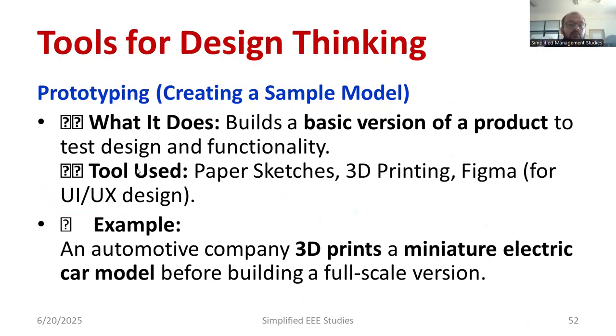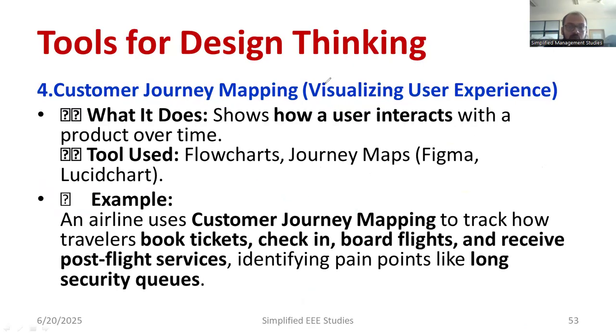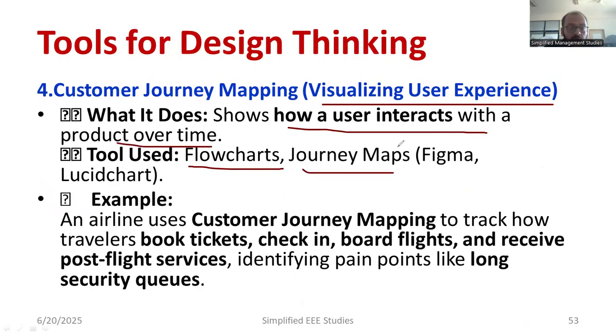Okay, so prototyping is another tool for design thinking. Now, customer journey mapping is another tool. It is basically visualizing the user experience, for example, showing how the user interacts with the product over time. What are the tools used? Flowcharts, journey maps, Figma and Lucidchart. These are the different types of journey mapping tools that people are using in the industry nowadays.